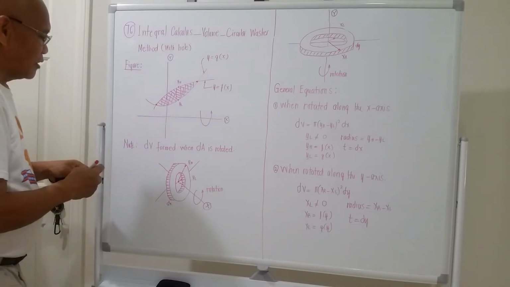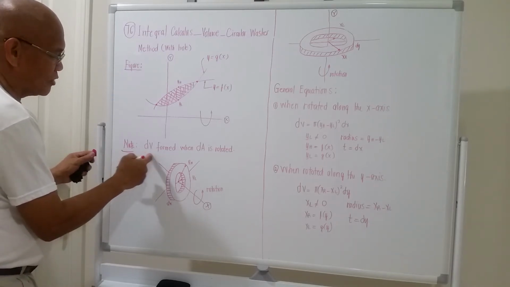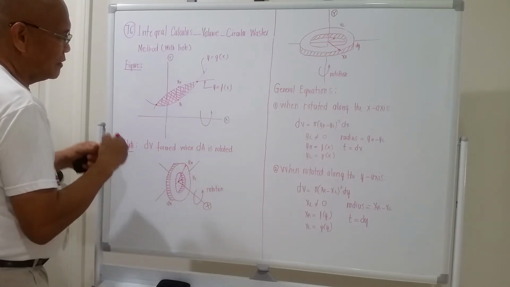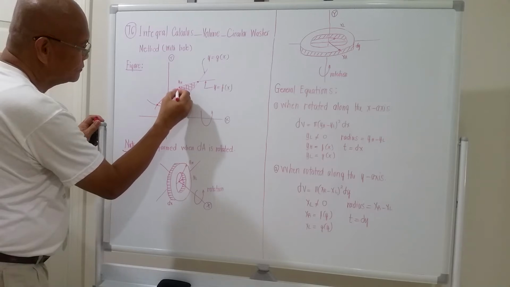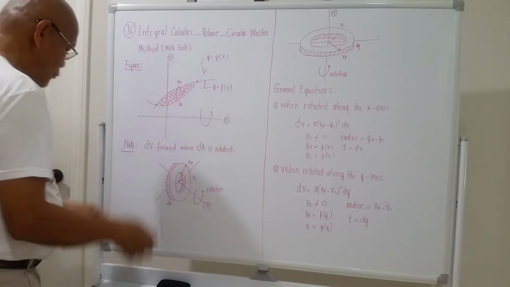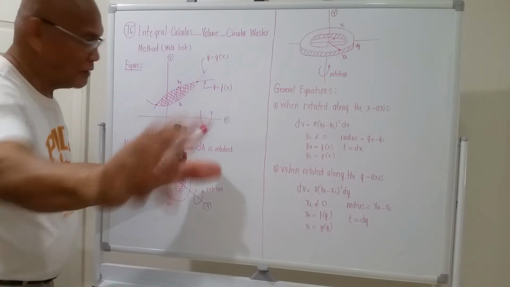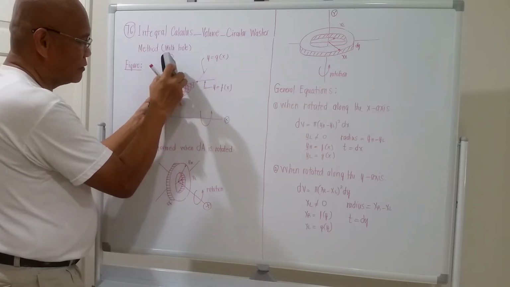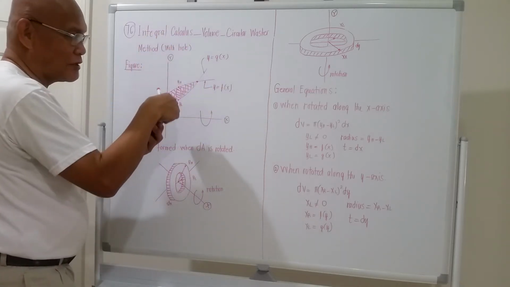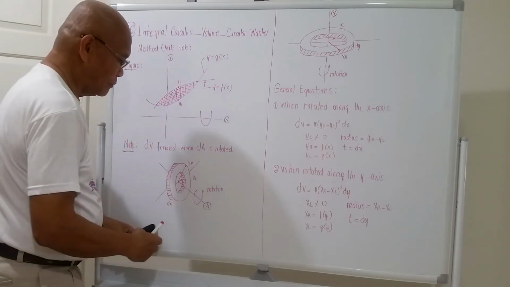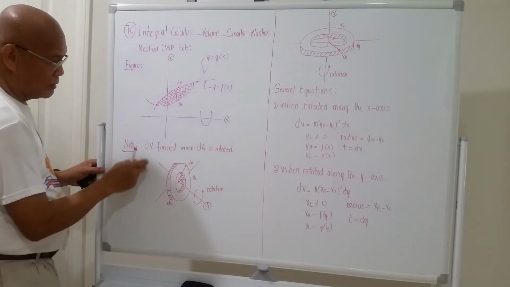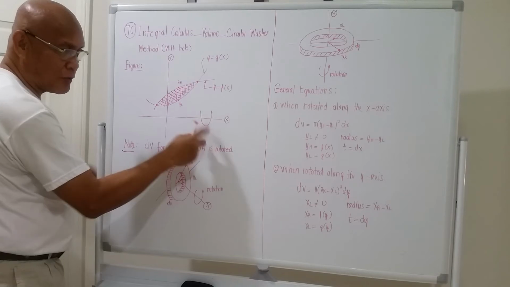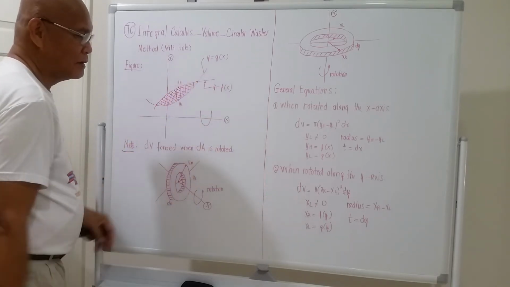Okay, there's a note over here. Differential volume is formed when differential area is rotated. This is the differential area, the vertical slice, as seen from that view. If we rotate this one complete revolution with respect to the x-axis, the question is, what will be the volume? That's why it says here under the note, differential volume is formed when differential area is rotated with respect to the x-axis. For the meantime, it is with respect to the x-axis. Okay?